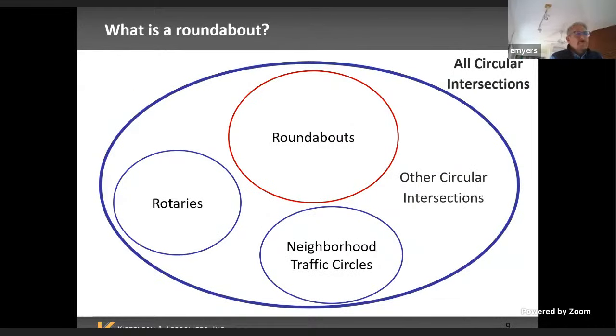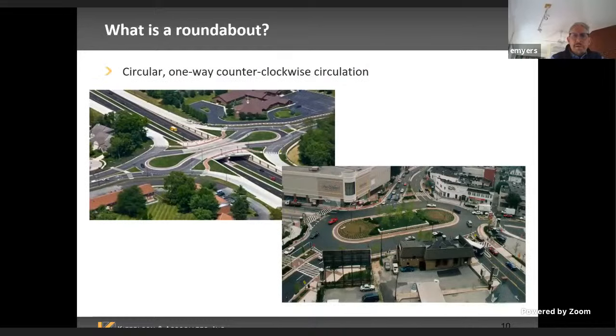So what is a roundabout? It's part of a subset of circular intersections that include rotaries, neighborhood traffic circles, other circular intersections, and roundabouts. So we'll talk next about some of the characteristics of roundabouts.